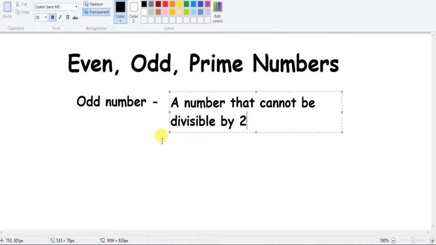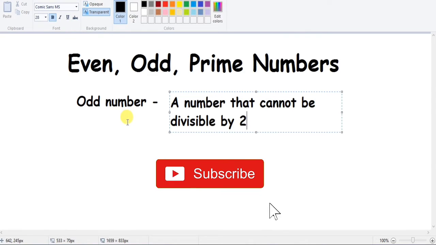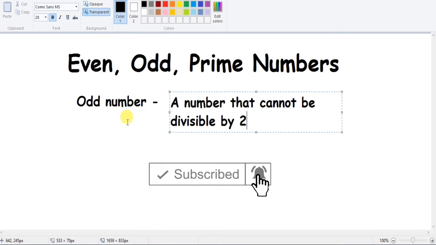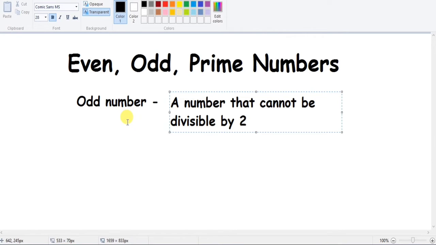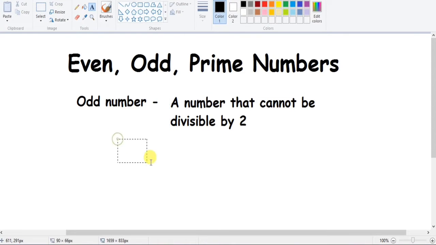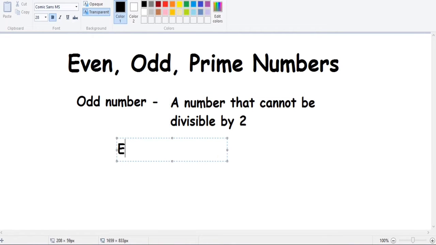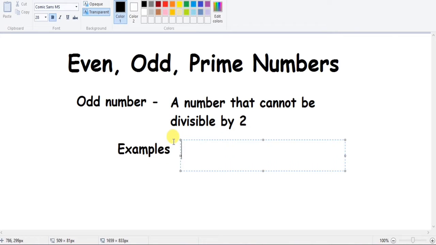So basically, odd numbers are the opposite of even numbers. Remember, an even number is a number that can be divisible by 2, while an odd number is a number that cannot be divisible by 2. So let's look at some examples. Let's write a number line here, from number 1 to 10.